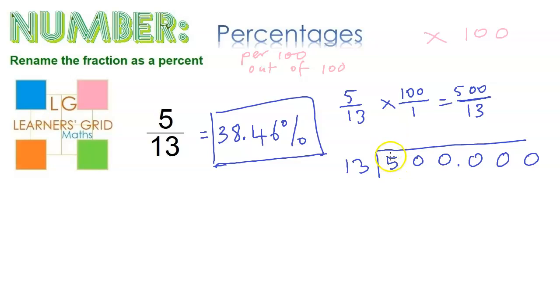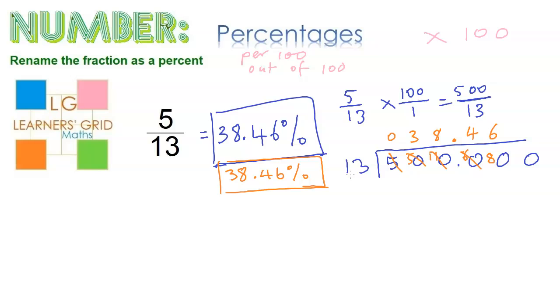13 into 5 is not going to happen, so it's a 0. The 5 gets carried to the next digit, which is a 0. 13 going into 50 is 3. That's 39, so 11 to carry over. 13 into 110 is 8, and 8 times 13 is 104. That gives me 6 left over to make 60. I'm up to the decimal point, so I put it in there. 13 into 60 goes 4. 4 times 13 is 52, which gives me 8 left over. 13 into 80 goes 6, and we'll stop there. If you have a look, I have the same answer here, 38.46%.